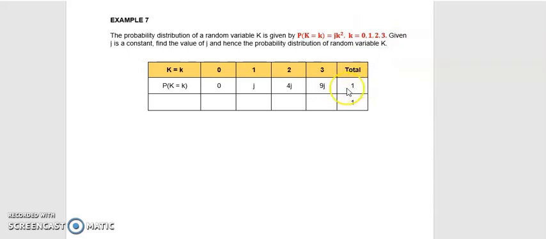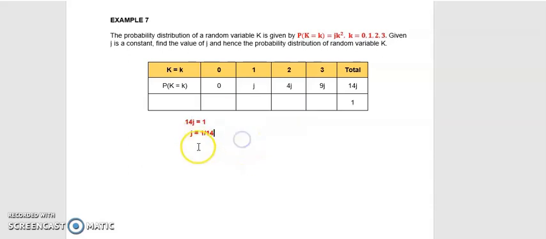Okay, so what is the total here? So we know that total probability equal to 1, but now we do not know what is value j, okay? So j plus 4j, 5j, 5j plus 9j is 14j. So how to find value j? 14j equal to 1. Okay, total probability is 1. So j equal to 1 over 14.